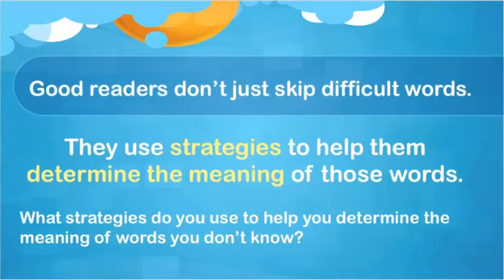What are some strategies that you already use to help you determine the meaning of unfamiliar words that you don't know? Take a few minutes to turn and talk with a partner. What are some of the strategies that you've learned in first and second and third grade to help you learn the meanings of words that you don't know when you're reading?